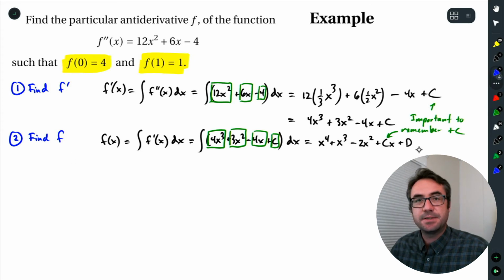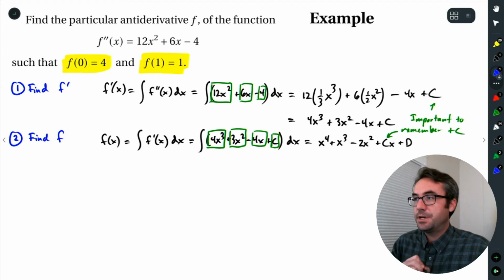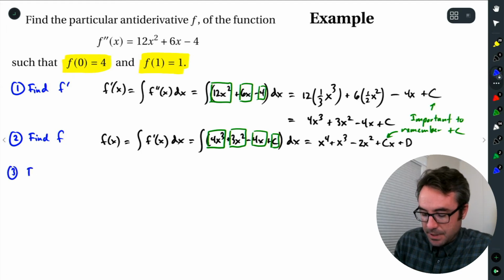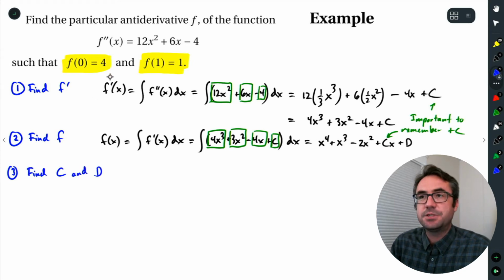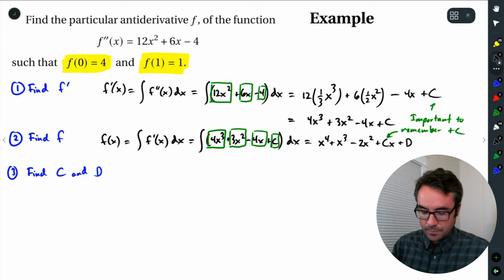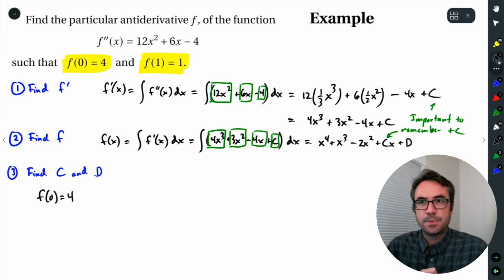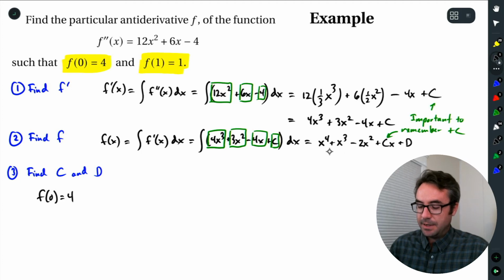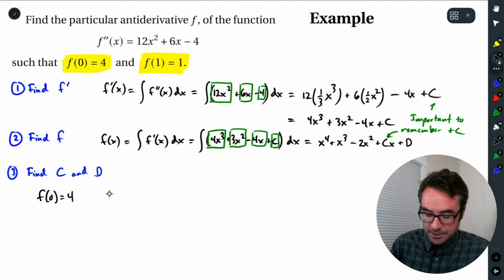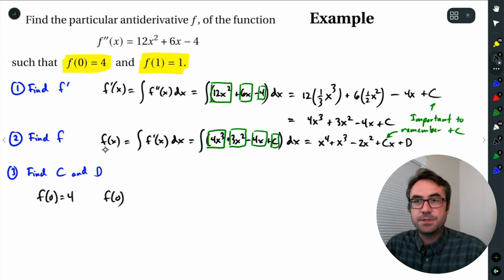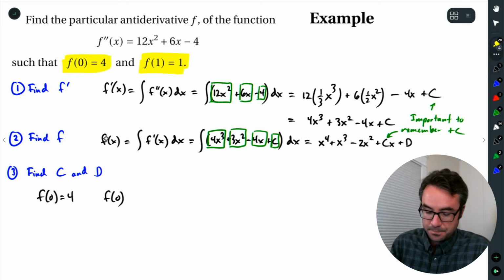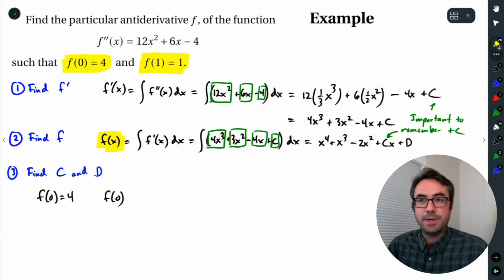All right. So now we have our function just about. There's just these 2 constants that we need to figure out, and that's where the initial conditions come in. So the next step here is to find c and d using these 2 initial conditions. So how are we going to do that? Well, let's start with the first one here, f of 0 is equal to 4. So that's the first initial condition we have. And let's see what happens when we actually plug 0 into what we have. So this is what we have for f of x. Let's plug 0 in and see what we get.